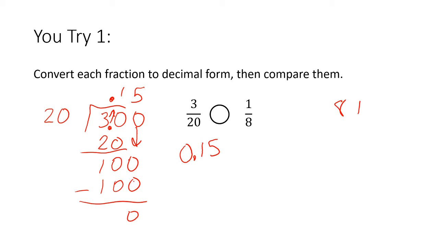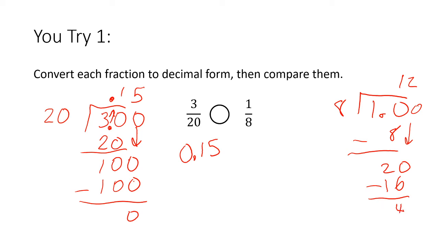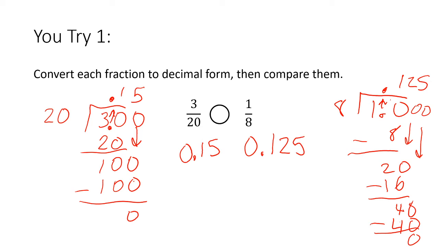Let's do the same thing over here. 8 can't go into 1, so I need to add a 0. 8 can go into 10 one time. 1 times 8 is 8. I'll have 2 left over. 8 can go into 20 2 times. 2 times 8 is 16. I'll have 4 left over. 8 can go into 40 5 times. 5 times 8 is 40. I'll have 0 left over. Pop up the decimal. That means that this one on the right will become 0.125.